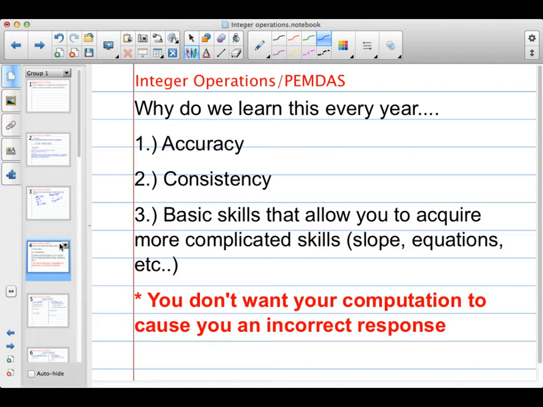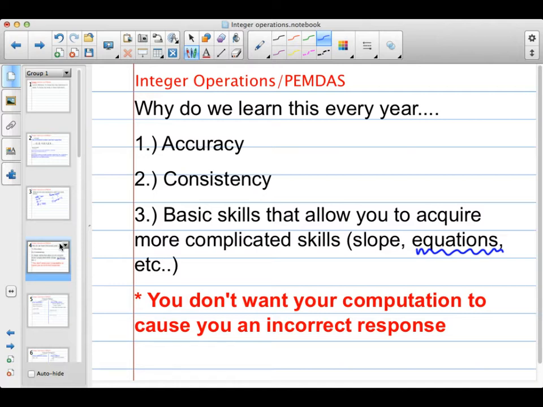These are also basic skills that allow you guys to acquire more complicated skills. For example, when we get to the unit on slope and linear functions, we really need to be sharp when it comes to subtraction because you have to subtract negatives a lot. You have to do a lot of different computations quickly. Equations: if you understand really, really well the order of operations, solving an equation is just working in reverse, and we'll talk about that later.